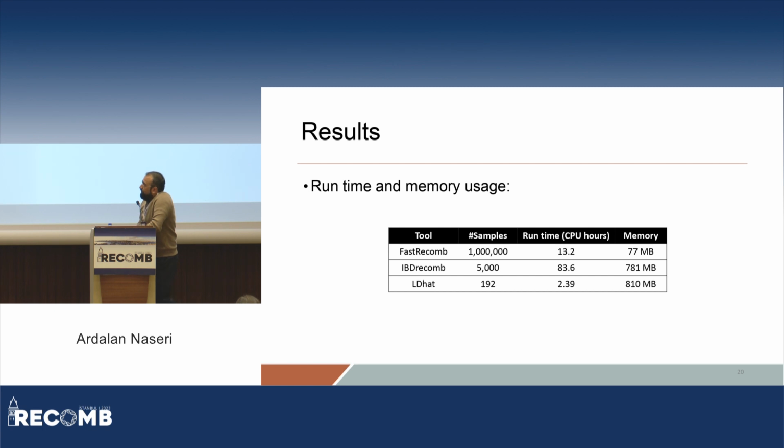Versus IBD recomb, for 5,000 samples, it took 83 CPU hours. We tried to use a larger sample, and the job couldn't finish after a couple of weeks. And with LD, we had only 192 samples. That was the most reasonable number that we could use with the available lookup table that was provided by the tool.